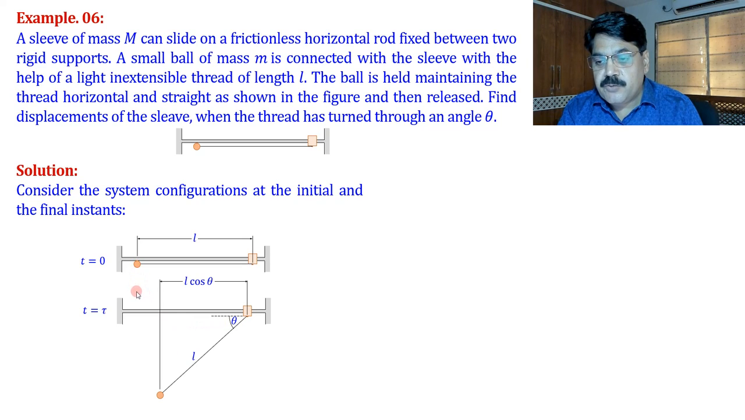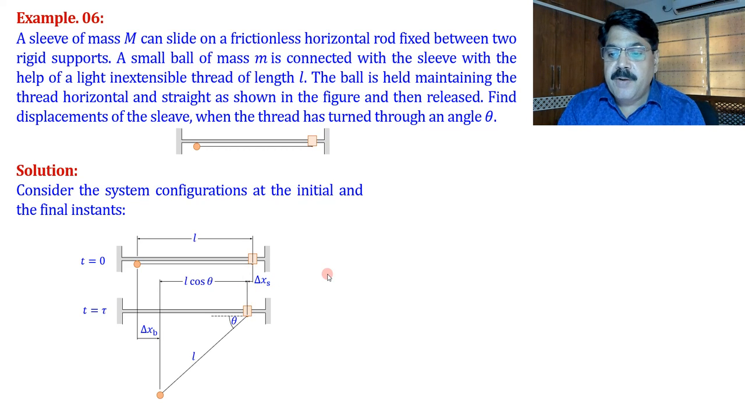Now from this point to that, this is the horizontal displacement of the ball, delta xb. Now from this to that, this will be the displacement of the sleeve. From this null position to this null position, you can see that is delta xs. This is the displacement of the sleeve. Now we have to calculate this. We can use the same idea: the center of mass was at rest, so it will remain at rest. So the summation of mi delta xi will be a null vector.